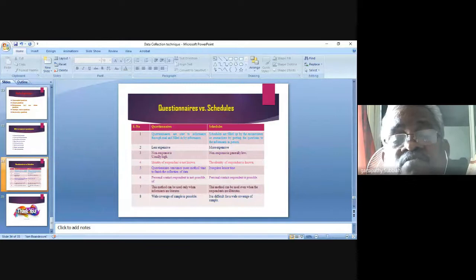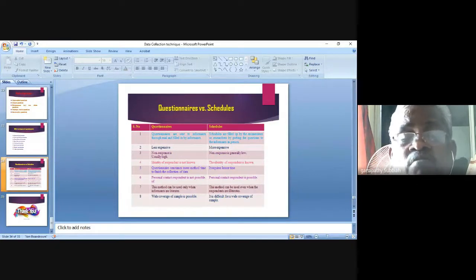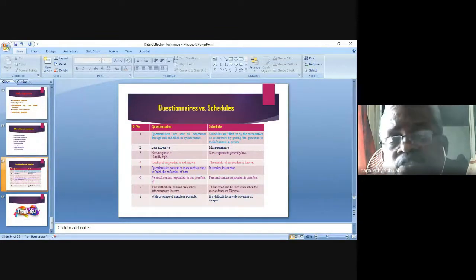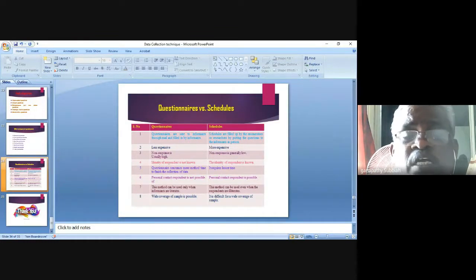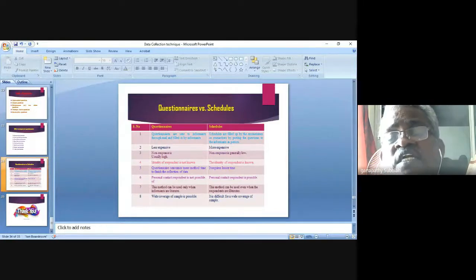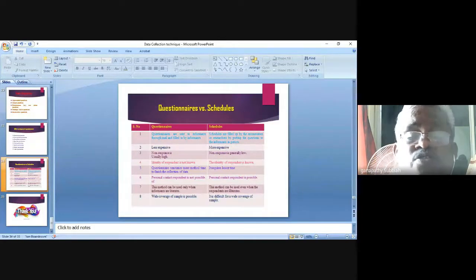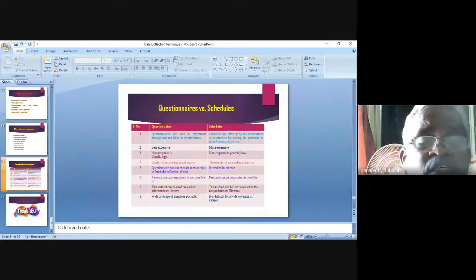Whereas in a schedule, the identity of the respondent is known, because the respondent directly meets the researcher. They collect information at a face-to-face level. So the respondent and the researcher know each other in the collection of data through the schedule.